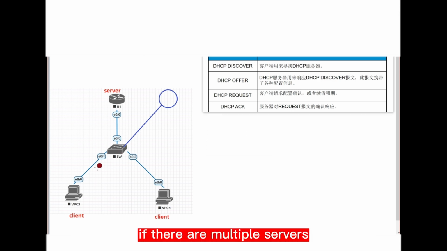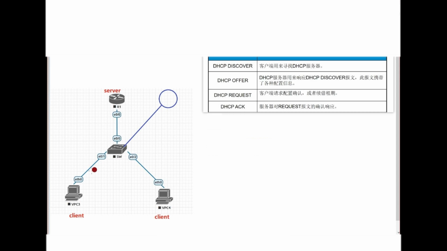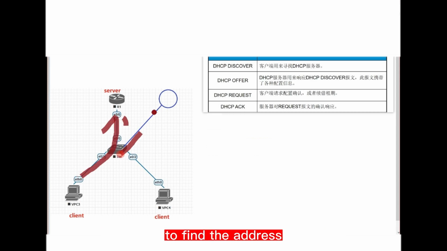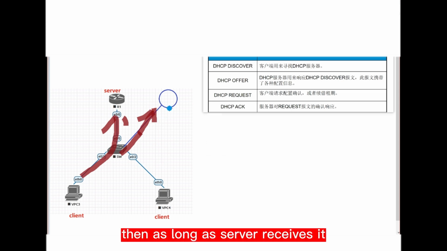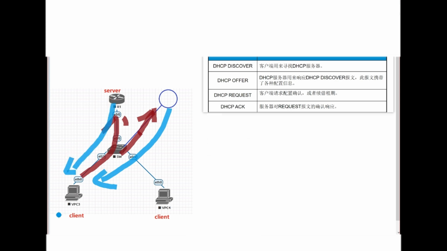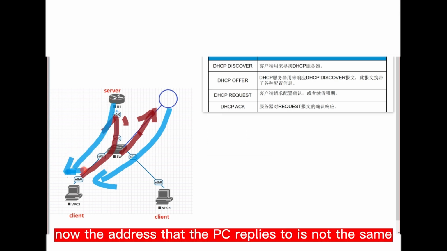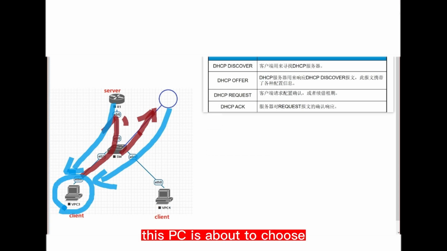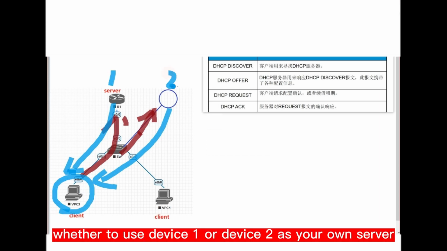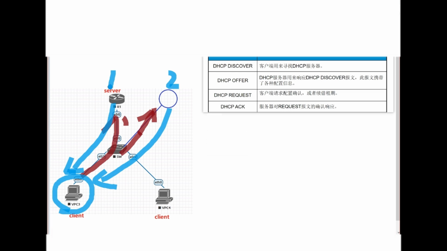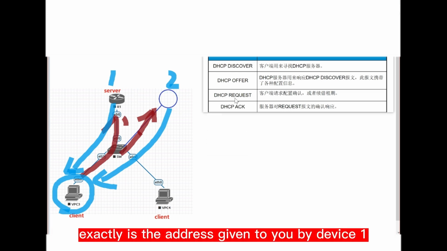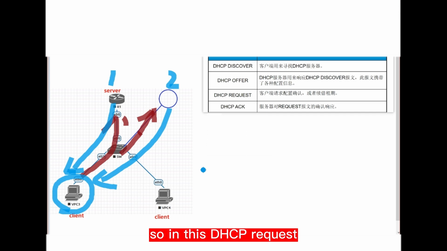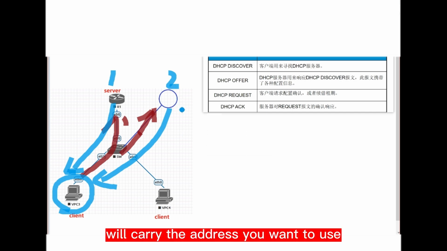If there are multiple servers, it will face a problem. When the PC sends a broadcast packet to find the address, both servers will receive it. As long as a server receives it, it will reply. Now the addresses that the PC gets replies for are not the same. This PC is about to choose whether to use device 1 or device 2 as its server. And what exactly is the address given by device 1, or the address given by device 2? So in this DHCP request, we carry the address you want to use, and the server you want to choose.